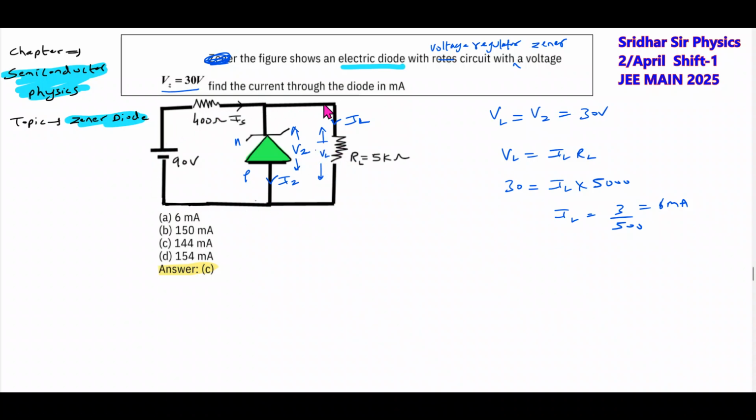Okay, agreed. We'll write the loop equation here: 90 minus 400 I minus VL equals 0. Here VL equals Vz, which is equal to 30.